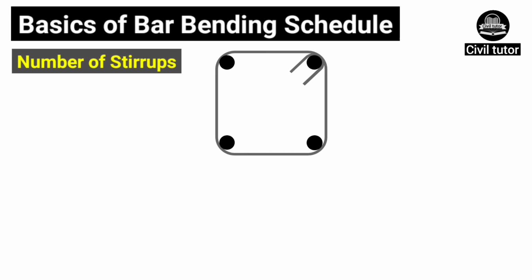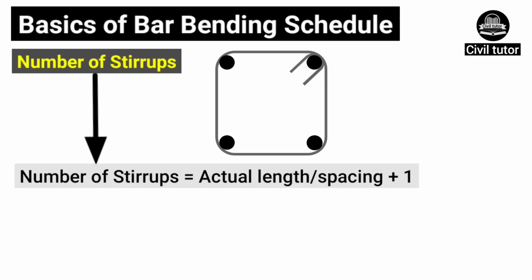The next topic is about number of stirrups. Number of stirrups is calculated by using the formula actual length of column or beam upon spacing plus 1.